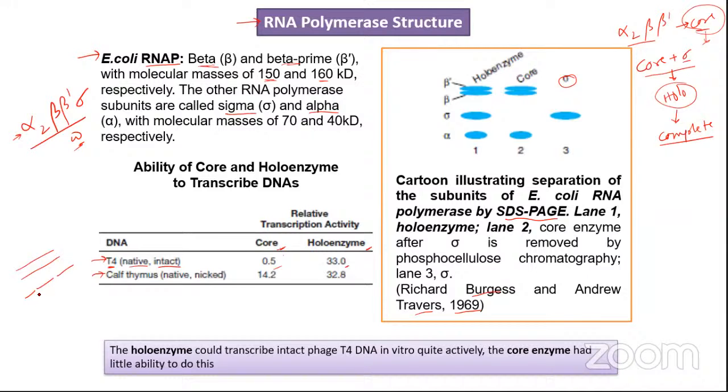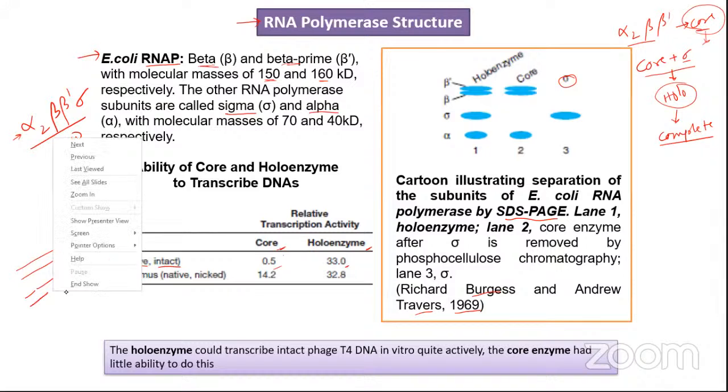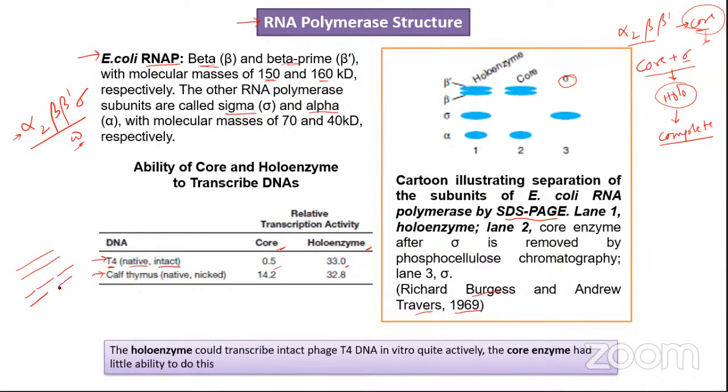Okay, these are single-stranded breaks. So you can imagine that the nicked DNA may look somewhat like this. There are single strand breaks here, as you can see. Now, when it was compared to the intact DNA, when nicked DNA was given, it seems that the activity of the core enzyme increases, right? While the activity of holoenzyme is more or less the same, correct?